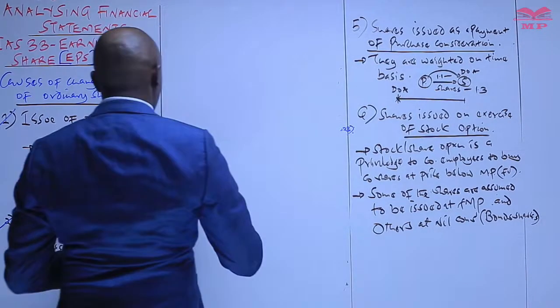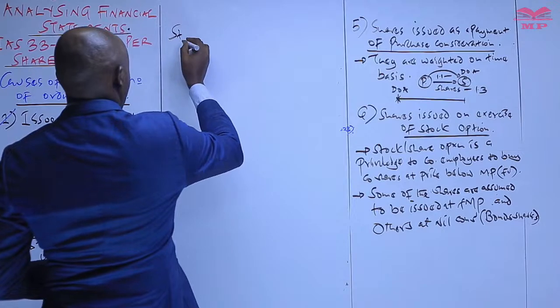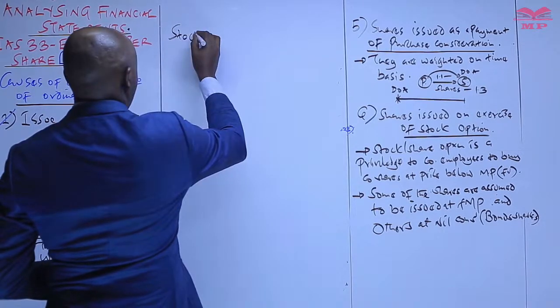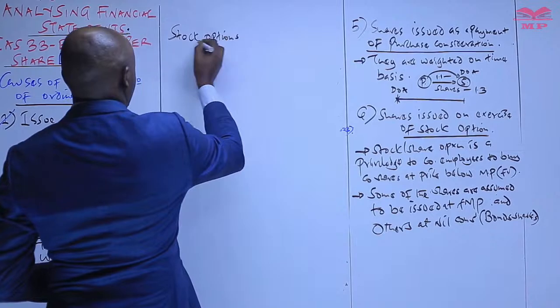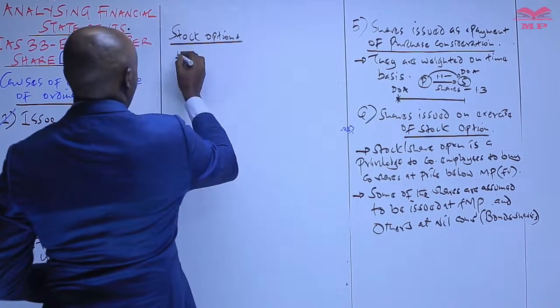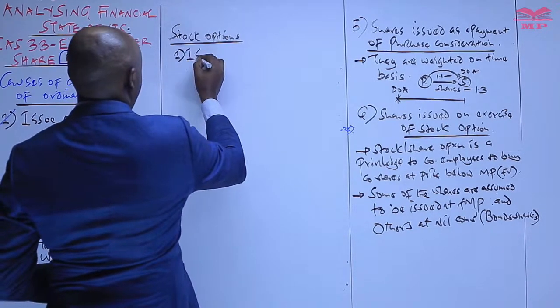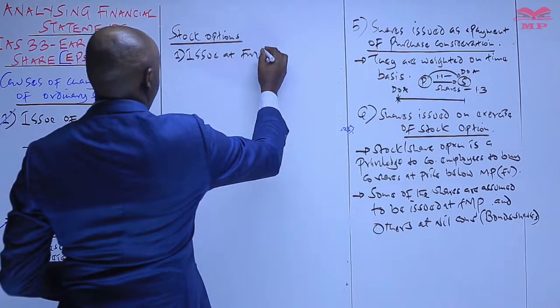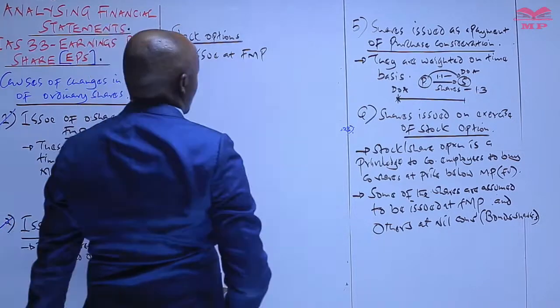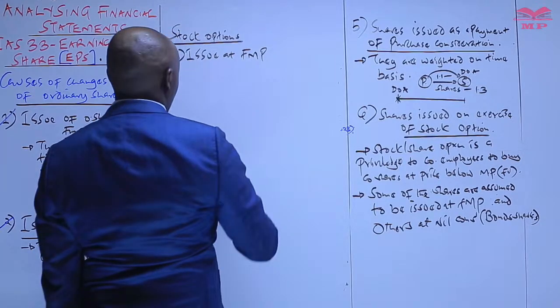So these shares issued in exercise of stock option, we are saying number 1, we have those particular shares issued at full market price. We can just refer to them as issue at full market price. Issue at full market price. So how do we determine these particular shares?